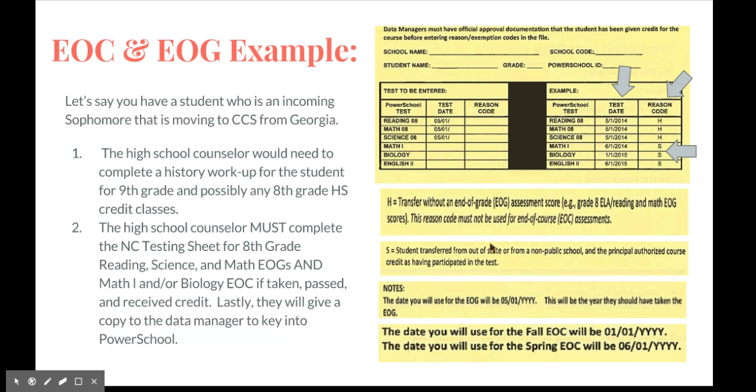If that's the case, they would then use the S code, student transferred from out of state or from a non-public school. And they would also use the testing dates depending on when that class was taken. You can see for the fall, it would be a January 1st date. For the spring, it would be a June 1st date, once again, using the school year ending for when they were in that class.